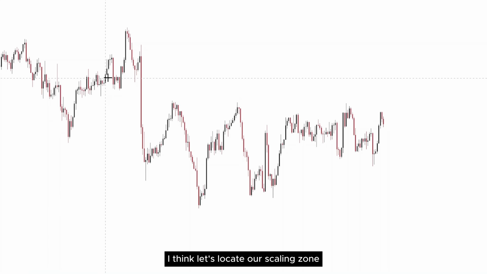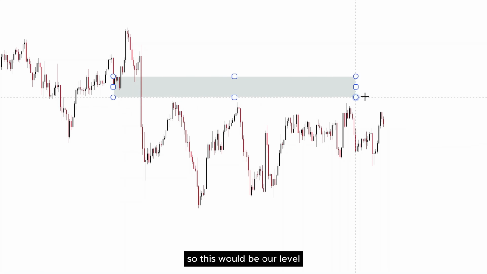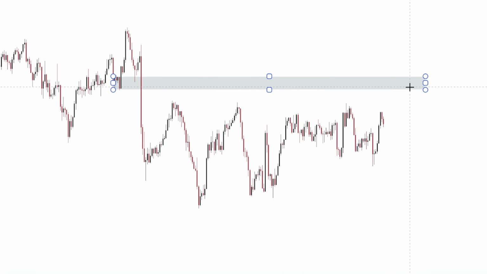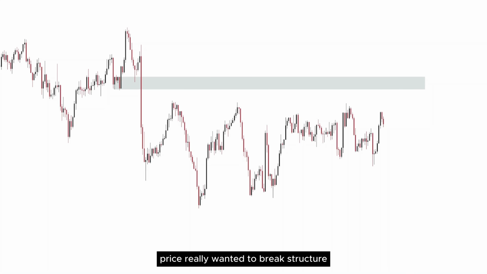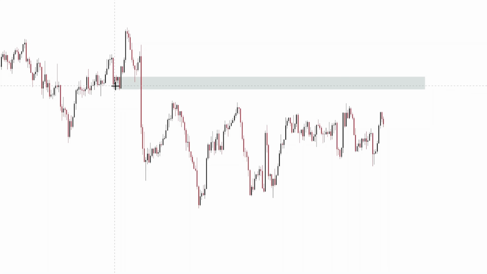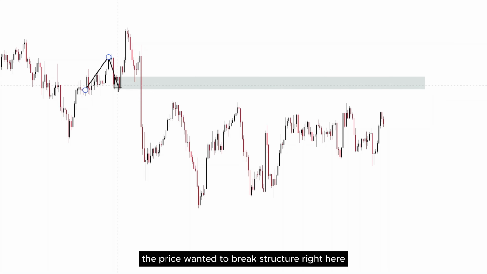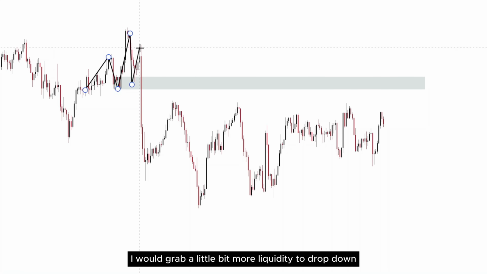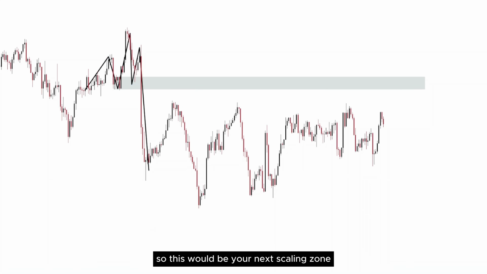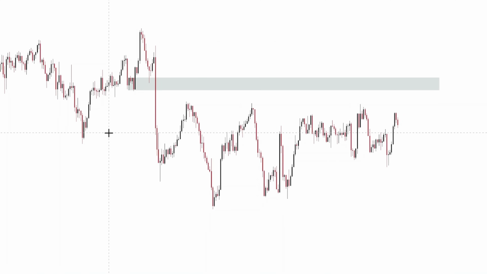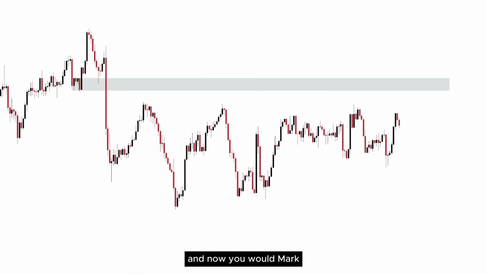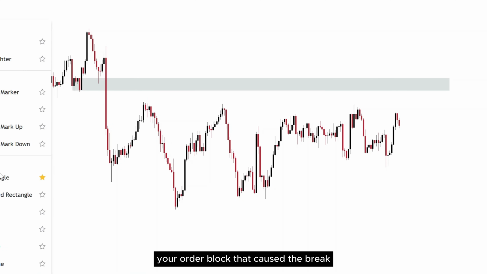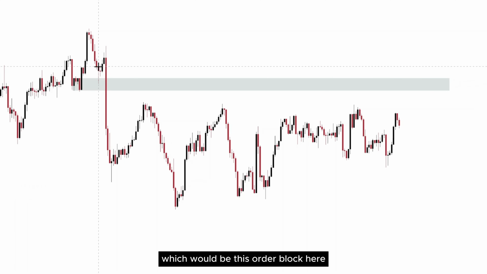And let's locate our scaling zone. So this would be our level. Why? Because you can see price really wanted to break structure. Price wanted to break structure right here, but instead it found rejection, grabbed a little bit more liquidity to drop down. So this would be your scaling zone. And now you would mark your order block that caused the break, which would be this order block here.